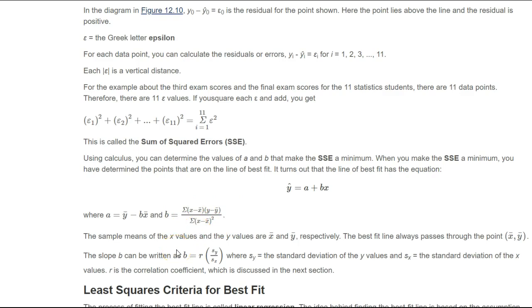That is our b value. B can also be written in this form: r times the standard deviation of y divided by the standard deviation of x. Now remember, our x's and y's are values given. Those are data points. So we can find the standard deviation of the y and the standard deviation of x. We can also calculate our b value. Doing all of this, we can solve for this r, which is our correlation coefficient. That tells us how strong the relationship is.